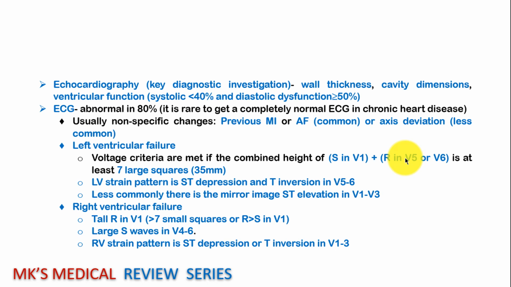Then, of course, you may get some features of a left ventricular strain pattern, where you get ST segment depression and T wave inversion, especially in V5 and V6. If you have no idea what this is, please review the ECG series. There is a playlist on my channel about ECG and learning how to read the ECG. Then less commonly, you may see a mirror image of ST segment elevation in V1 to V3.